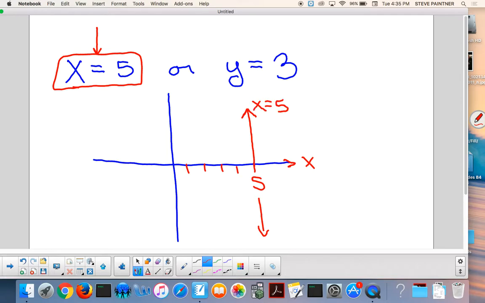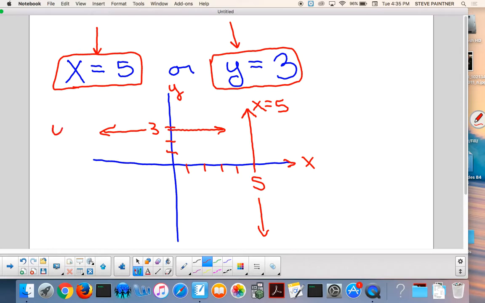Okay? Now, this one right here is the other special equation. It says y equals 3. Well, I think y equals 3 has to cross the y-axis at what? 3. And it's going to cross it horizontally. Okay? So any horizontal line has y equals the number, where any vertical line has x equals the number.